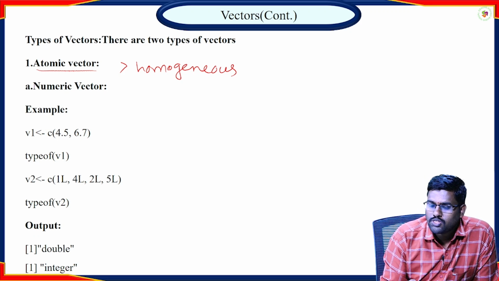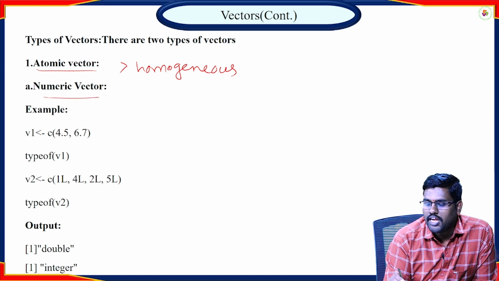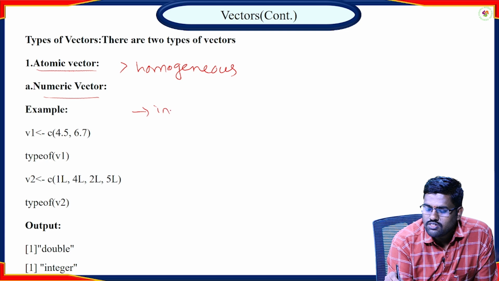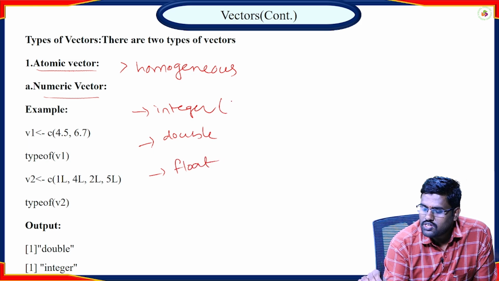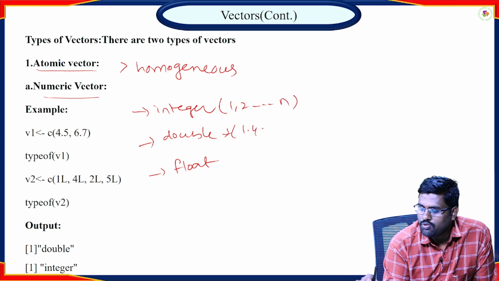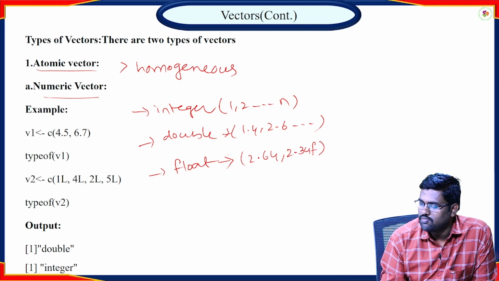Now there are different types of atomic vectors. Coming to the first one, a numeric vector. A numeric vector allows integers, double and float, three kinds of values. Integers are numbers like 1, 2, 3 and so on. Double means numbers like 1.4, 2.6. The float representation may be 2.64 or 2.34f like this. The float representation will be there.